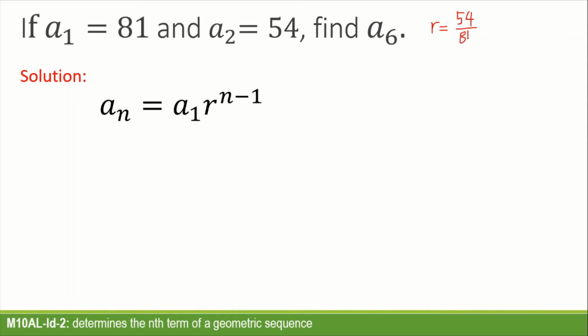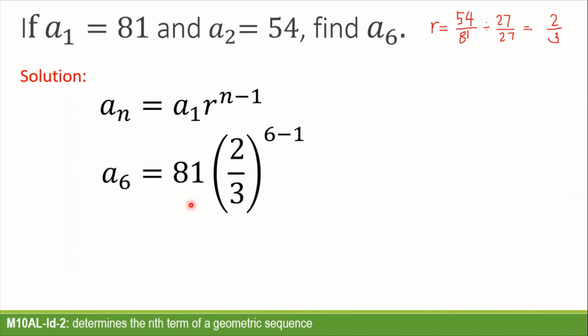81. So, para ma-simplify natin to, i-reduce natin sa lowest term, divide natin by 27 over 27. So, 54 divided by 27 is 2. And then, 81 divided by 27 ay 3. So, ang common ratio natin ay 2/3. Now, pwede na natin i-plug in ang values sa general term.